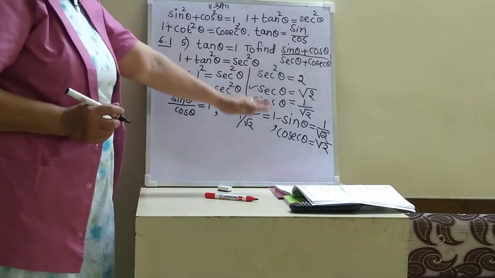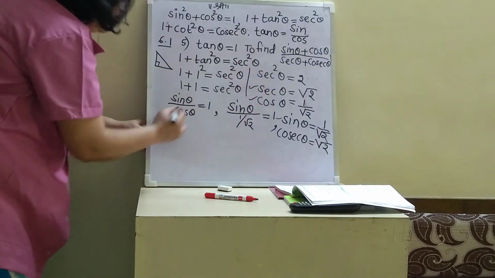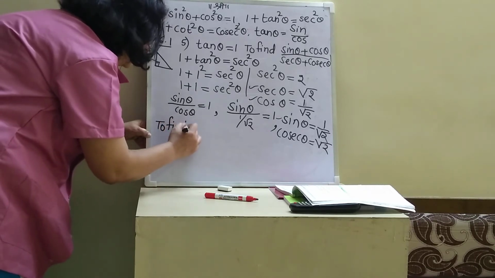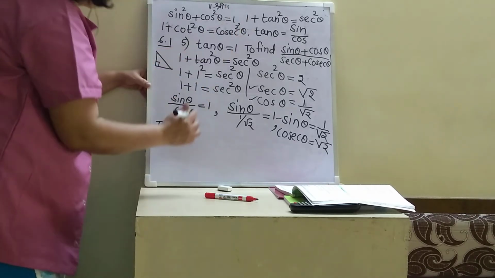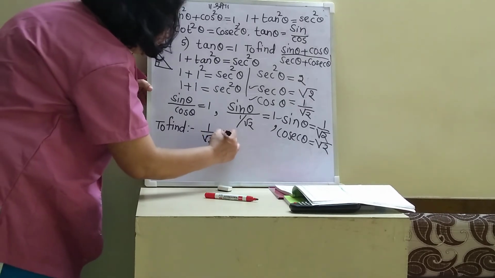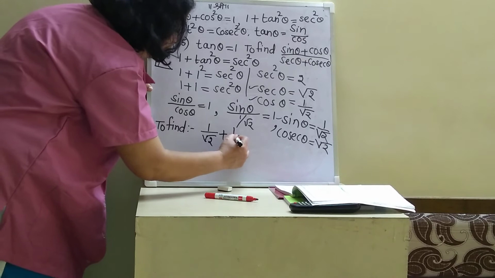If you have all the 4 values, write them in the given. To find के इसमें लिखते हैं वो. What is to find is sin theta plus cos theta: 1 upon root 2 plus 1 upon root 2.